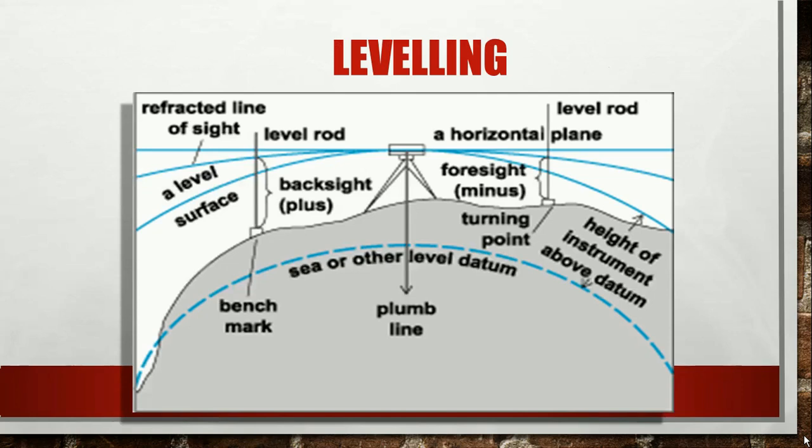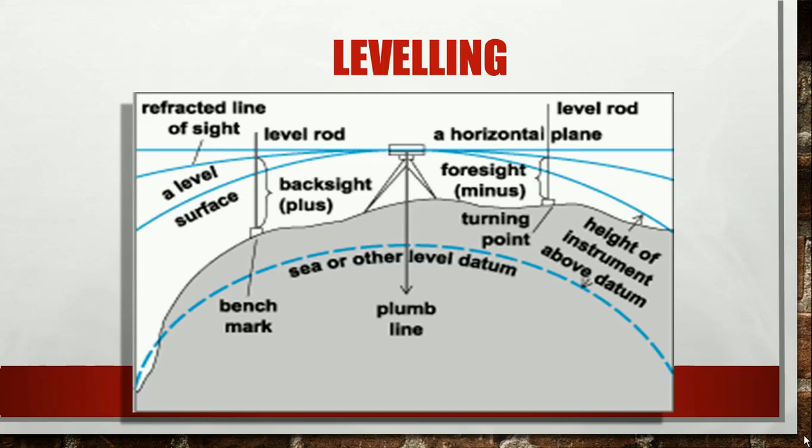This is the overall diagrammatic representation of level surface, horizontal surface, level line and horizontal line. As you can see, there is the earth surface. The surface which is parallel to the mean spheroidal surface of the earth is called the level surface, having curvature in nature. And the line tangential to the level surface is called the horizontal line, or we can say the horizontal plane.